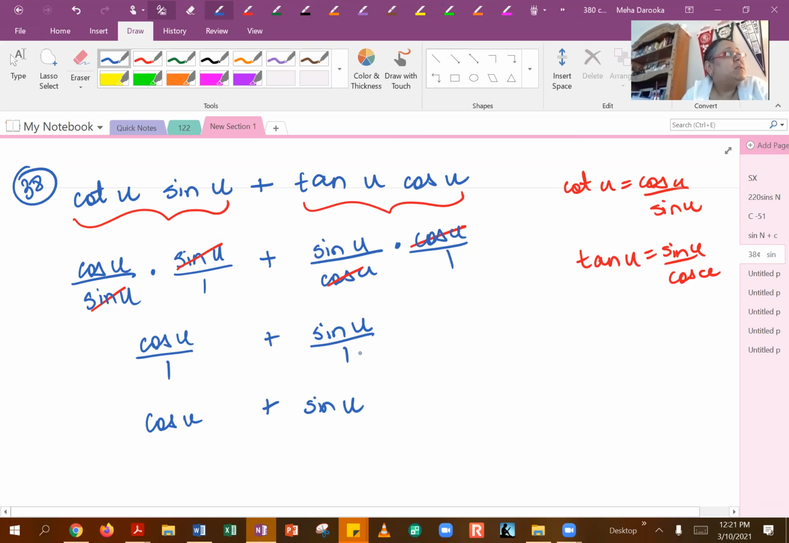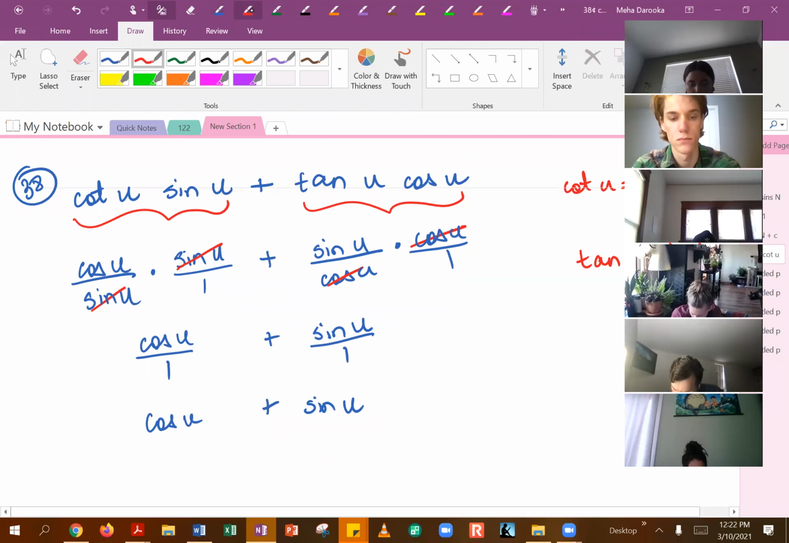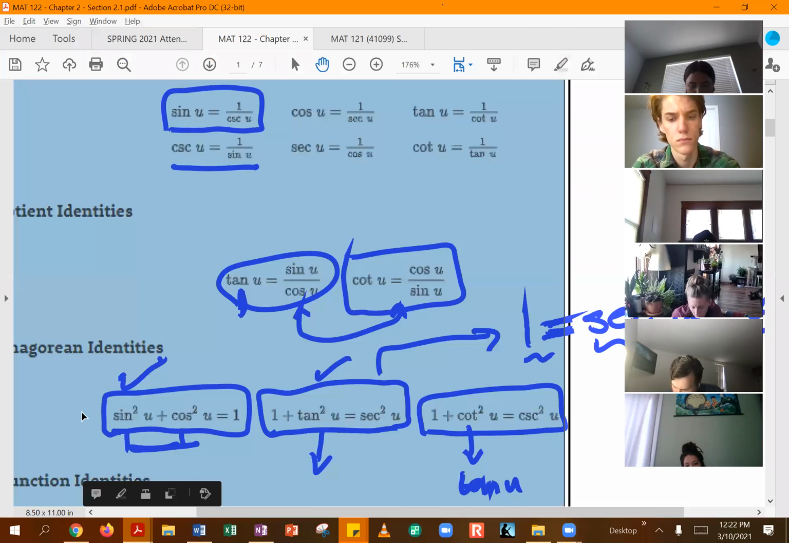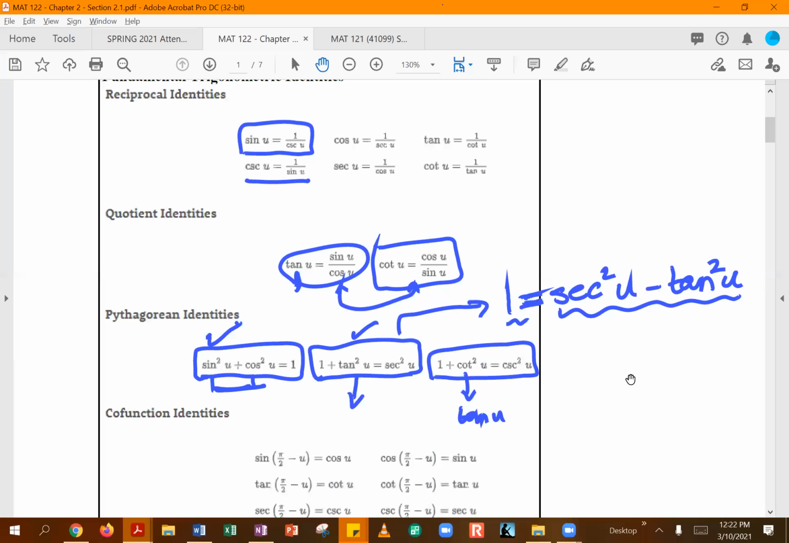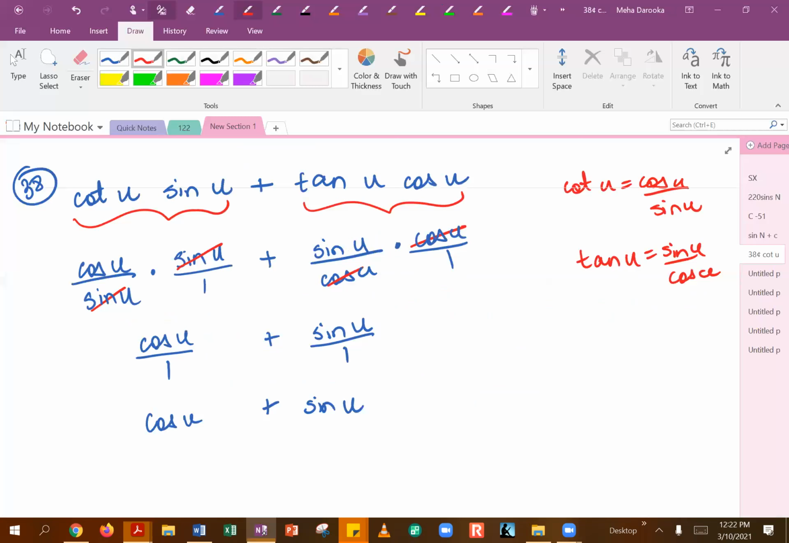And so you end up with cosine of u plus sine of u. Can we break it down any further than this, or is this how far we go? Because if you had sine squared, cosine squared, then you could have used the Pythagorean identity, right? But since we don't have the squares on these functions, we don't really have that option of using the Pythagorean identity. So I think this is as far as we can go in simplifying this. So this will be our final answer.